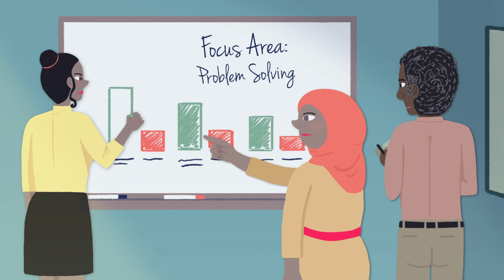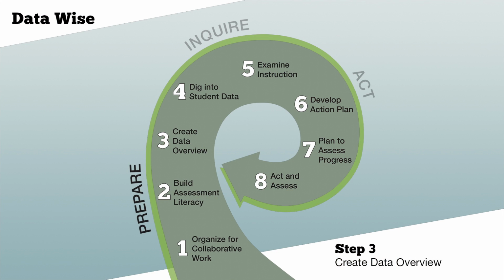In the prepare phase of the data-wise improvement process, you lay a foundation for organizing for collaborative work and building assessment literacy. With this foundation in place, you're ready to move on to the inquire phase of the process. This phase begins with step 3, create a data overview. In step 3, you and your colleagues work together to pick a subset of your data and identify a question that will motivate your journey through the rest of the process.